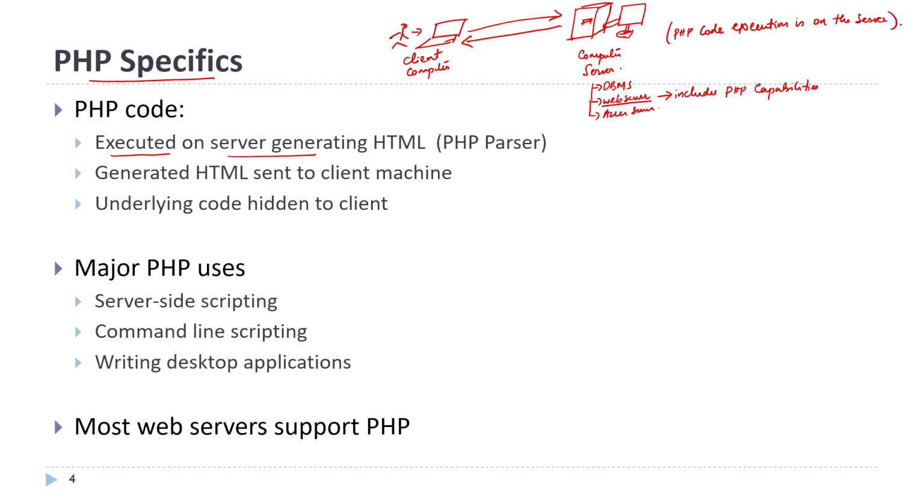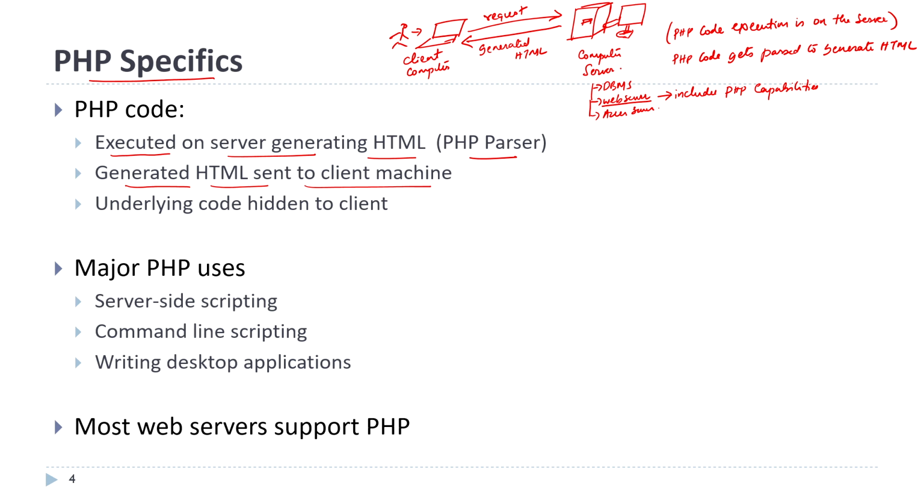It gets executed on the server, and as part of the execution it generates HTML. That process is called parsing. So, the PHP code gets parsed to generate HTML. Then this HTML is sent to the client machine. The request from the client goes to the server and the generated HTML is sent back to the client machine.